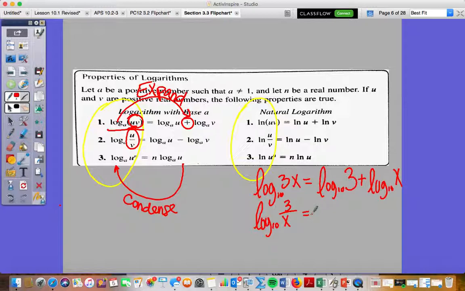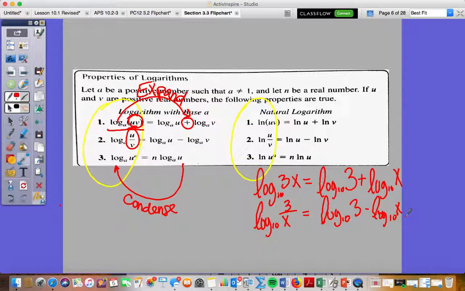Good, and it would be exactly that. So it'd be log base 10 of 3 minus log base 10 of x. Now, do I have to put the 10 in there? I don't have to because it's kind of understood. Now, if it's anything other than 10, let's say it was 7 or x or something like that, you'll need to put that in there, right? But 10 is understood as that, okay?